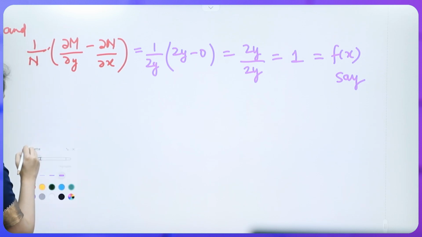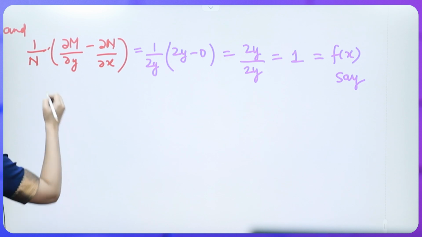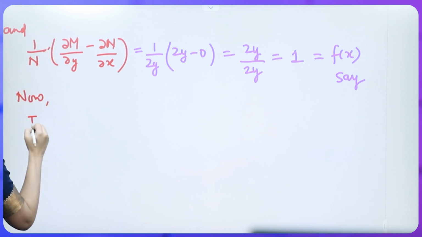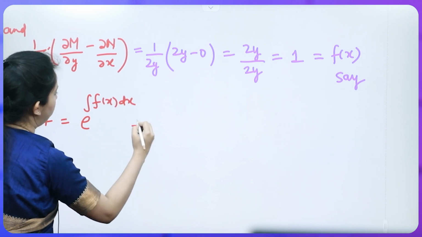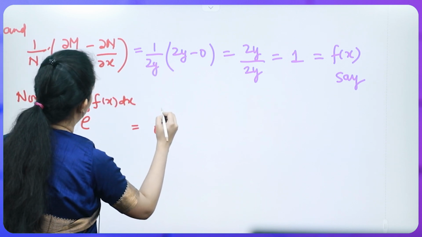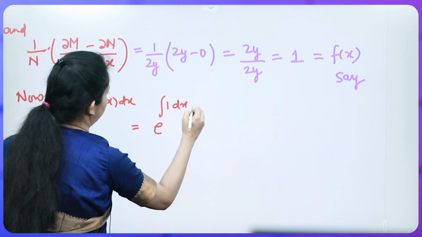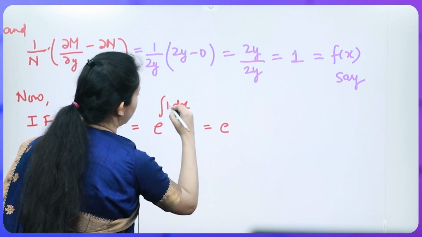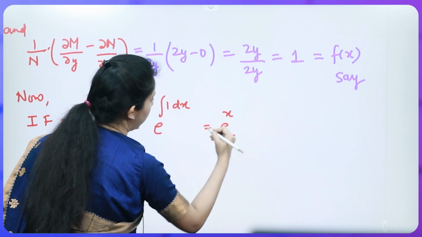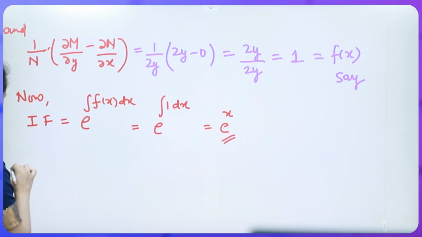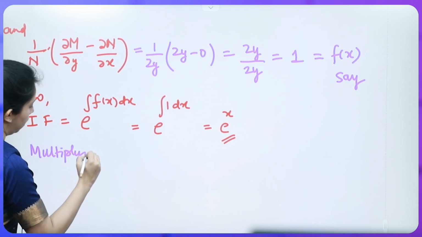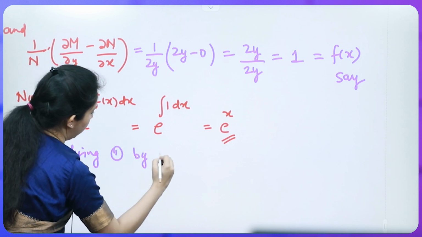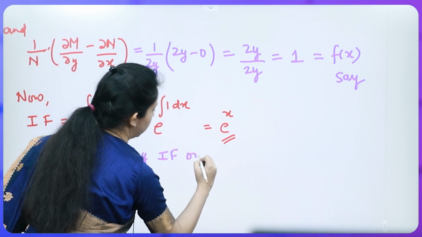So, it can be a function of x. Now, the next step is to find the integrating factor. The integrating factor is given by the formula e raised to the power integral f of x dx. Here the value of f of x is 1, so we substitute the value of f of x, which is 1. The integration of 1 with respect to x is x, so the integrating factor is e raised to the power x. Next step is to multiply this integrating factor with equation number 1. So, now we are multiplying equation 1 by the integrating factor on both sides.